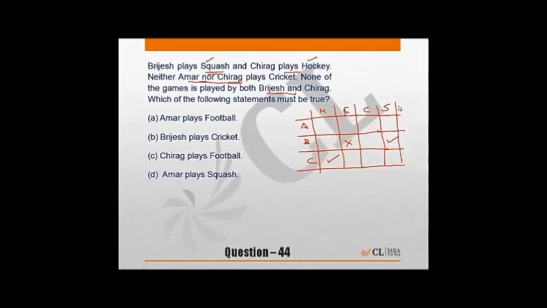Neither Amar nor Chirag play cricket. So Amar does not play cricket. Chirag does not play cricket. Okay. Then the next thing is, we have taken care of Chirag and Amar not playing cricket. None of the games is played by both Brijesh and Chirag. So if Brijesh plays a game, Chirag will not play it. So Brijesh plays squash, Chirag will not play squash. Similarly, Chirag plays hockey, so Brijesh will not be playing hockey.